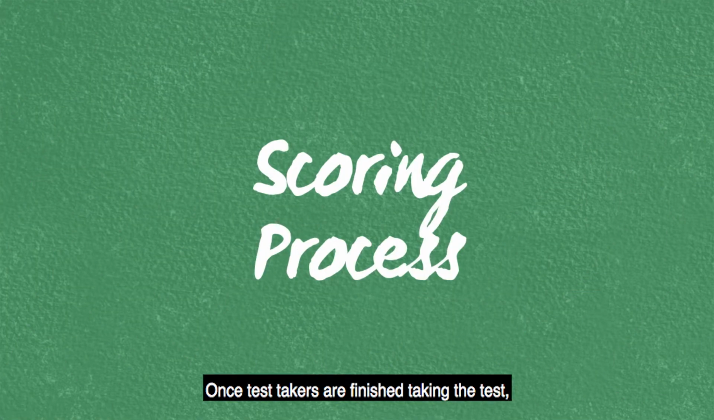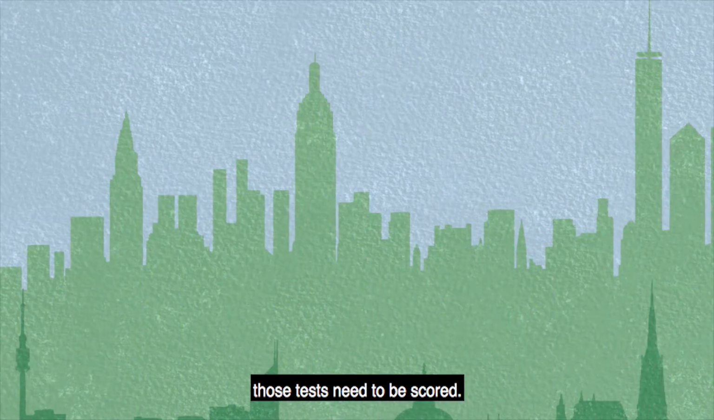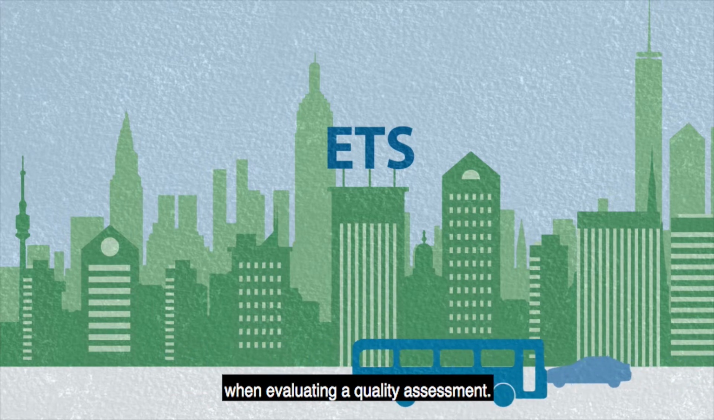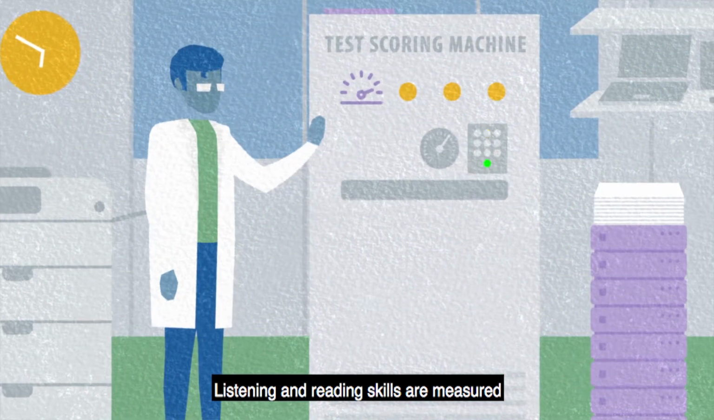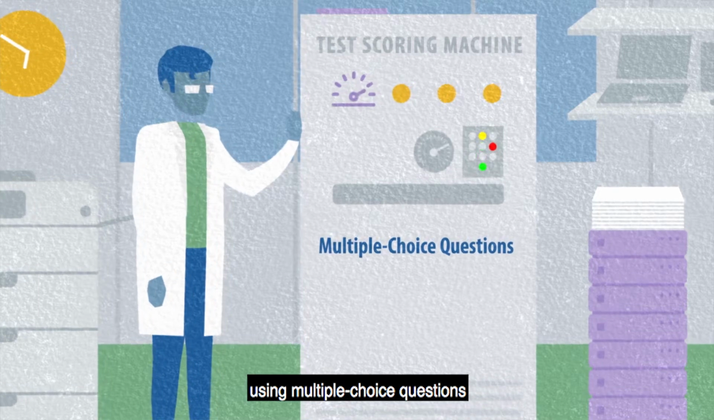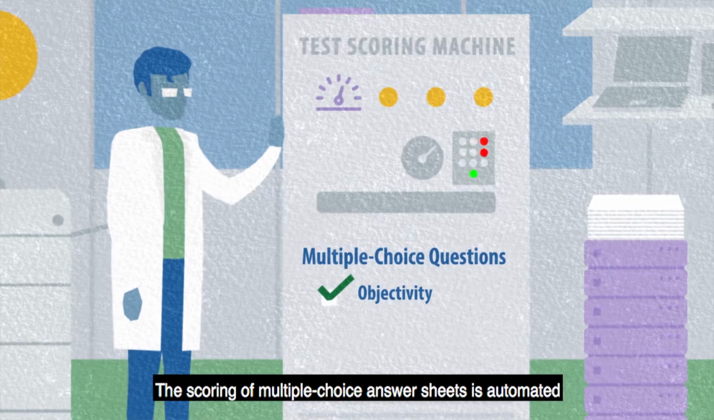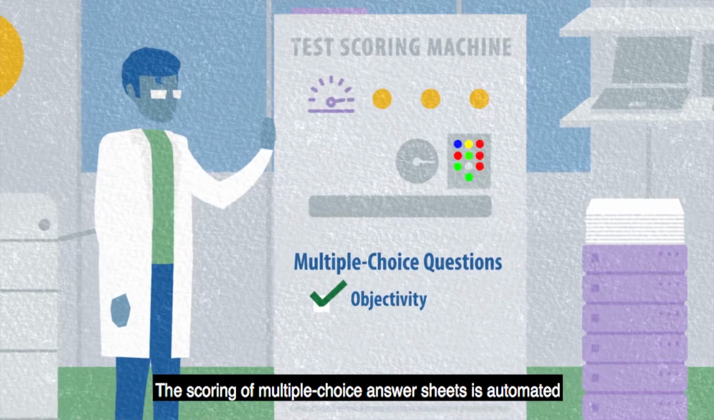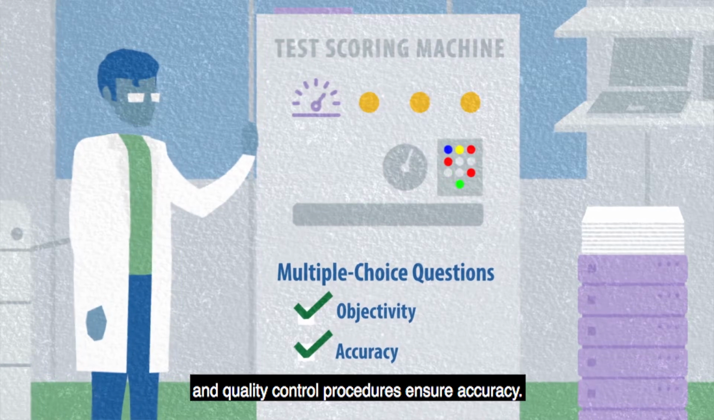Once test takers are finished taking the test, those tests need to be scored. The scoring process is a critical factor when evaluating a quality assessment. Listening and reading skills are measured using multiple-choice questions, with which the objectivity of scores is certain. The scoring of multiple-choice answer sheets is automated, and quality control procedures ensure accuracy.